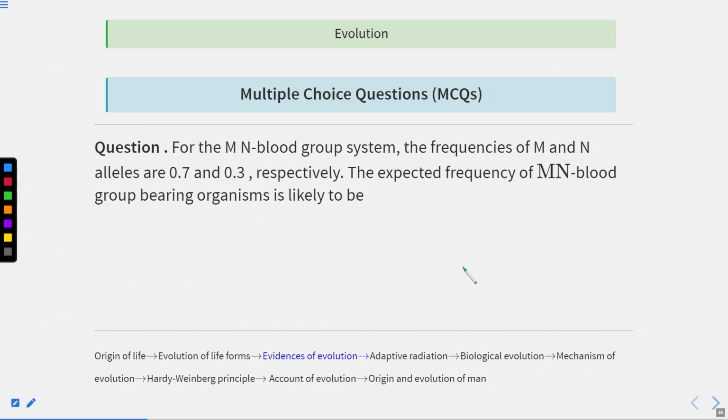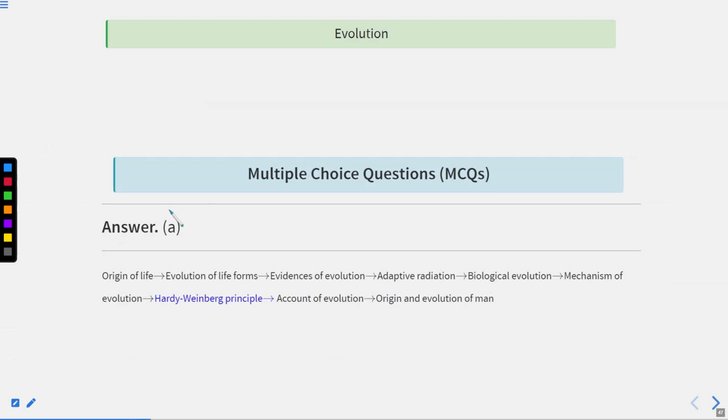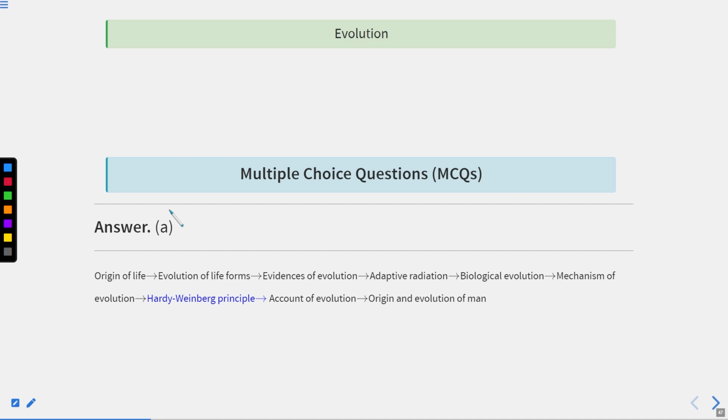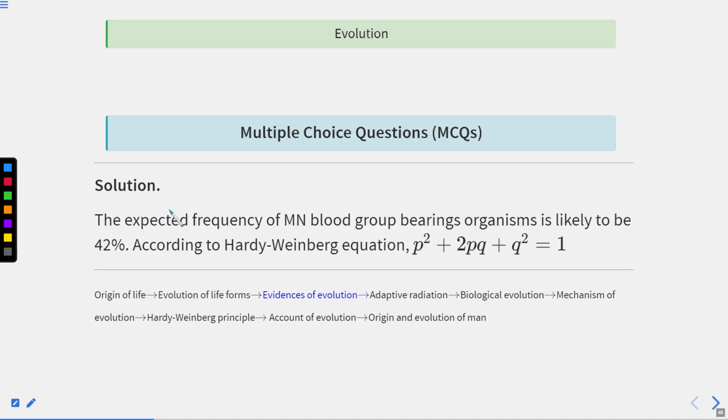Now coming to the next question. Now for the MN blood group system, the frequencies of M and N alleles are given as 0.7 and 0.3 respectively. Now the expected frequency of MN blood group bearing organism is likely to be, you have to calculate it, the expected frequency of MN blood group. Options are 42, 49, 9 and 58. Now the correct answer is option number A. Let's see how option number A is correct.